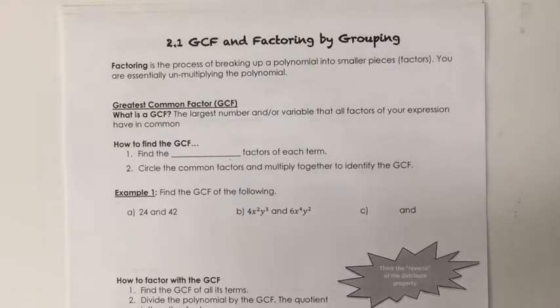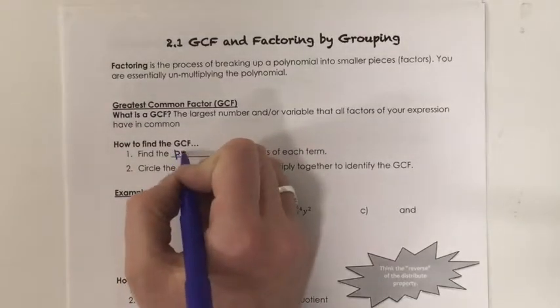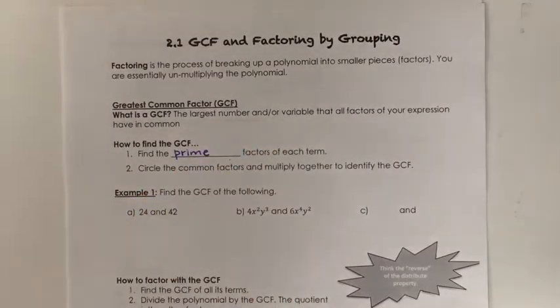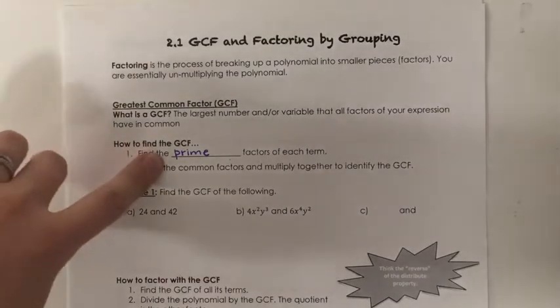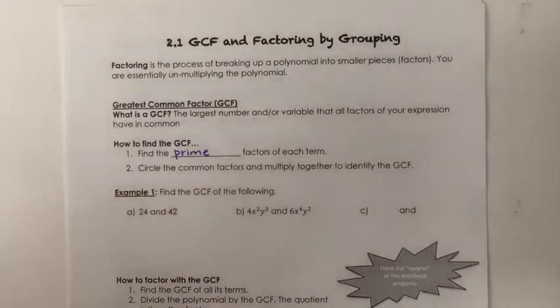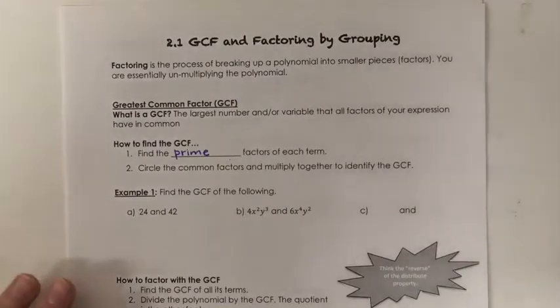So greatest common factor, GCF, is the largest number and or variable that all factors of your expression have in common. So to find the GCF, you first want to find the prime factors of each term. Okay, and then you're going to circle the common factors and multiply them together to get the GCF. And you may at some stage not feel like you have to go all the way down to the prime ones, but let's at least start there, and we'll go from there.